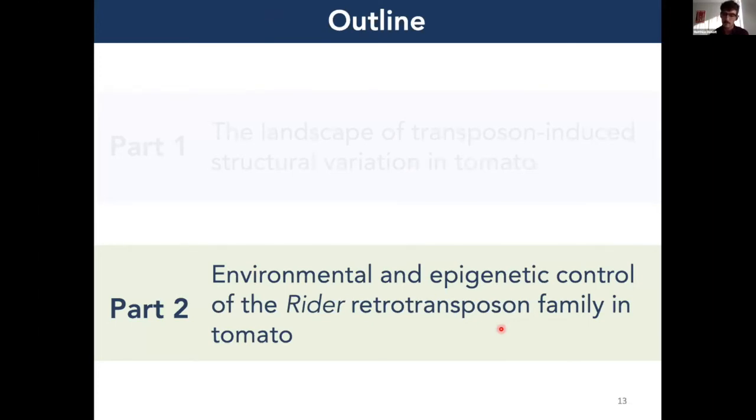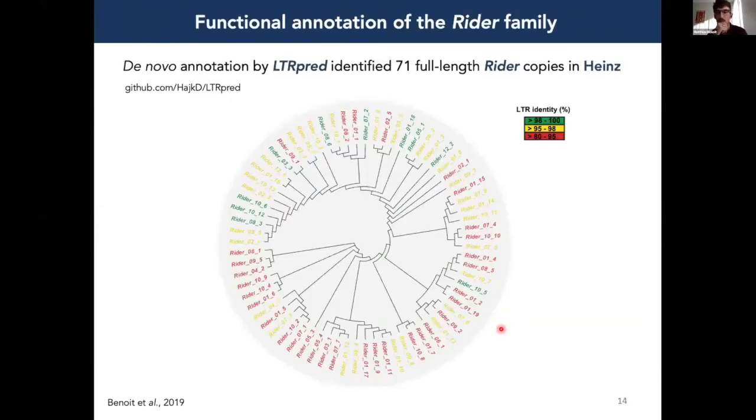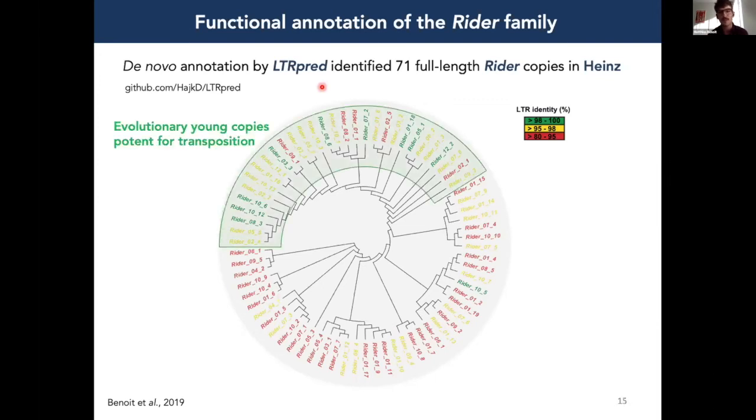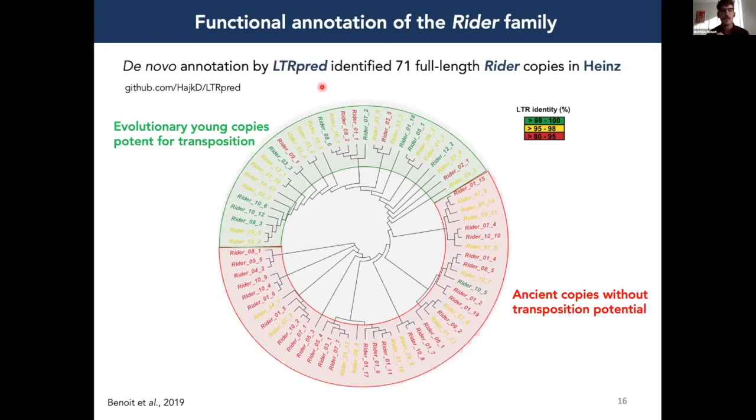So to understand Rider's behavior, I went back to the Heinz reference genome, and the idea here was, by de novo annotation, to identify all the intact Rider copies, meaning the copies that are potentially active in the tomato genome. Using a de novo transposon annotation tool, LTR_retriever, we identified 71 full-length Rider copies within the tomato genome. These 71 copies can be split into two different subgroups. One group aggregates the evolutionarily young copies, meaning the copies that are still potent for transposition. On the other end, representing two thirds of the Rider population in Heinz, are Rider copies that have accumulated mutations in the regulatory and coding sequences, making them unable to transpose anymore.